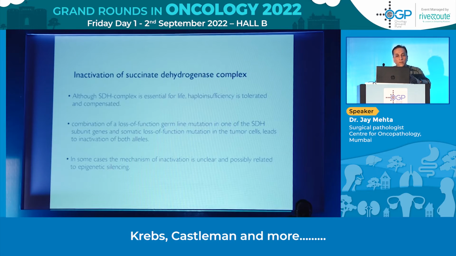So although the SDH complex is essential for life, haploinsufficiency is tolerated and compensated, which means that even if you have one gene which is defective, it's fine, the body will compensate for it. But if you have a combination of this one germline mutation and a second hit, a somatic hit, that causes an SDH deficiency. Sometimes the mechanism is not clear and perhaps an epigenetic mechanism causes it.